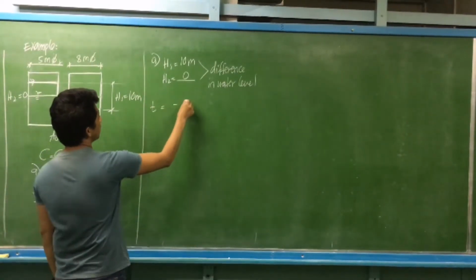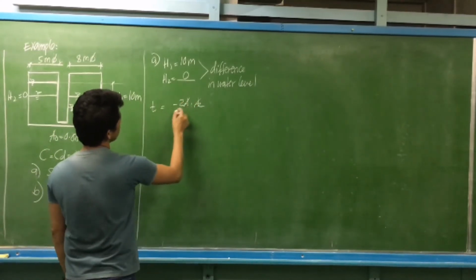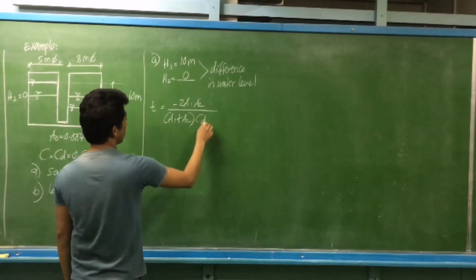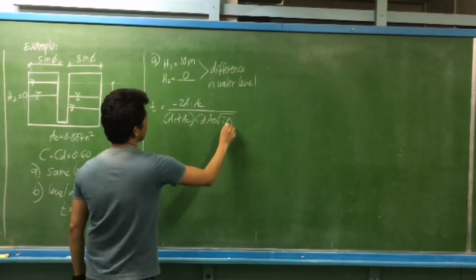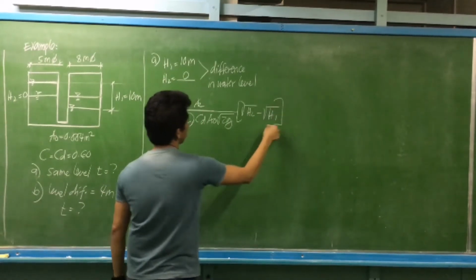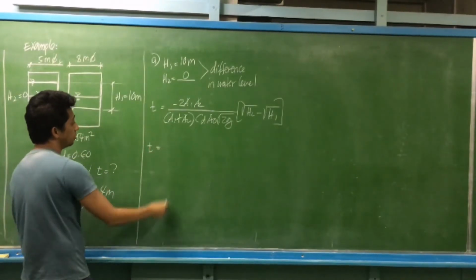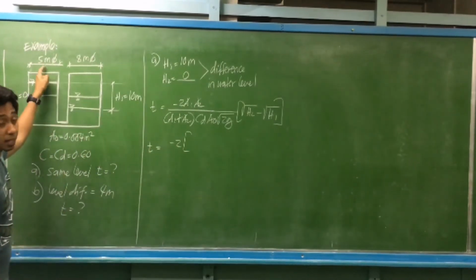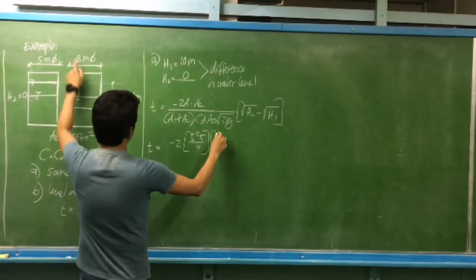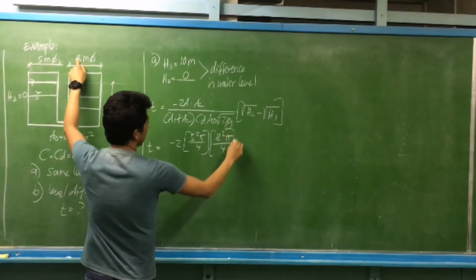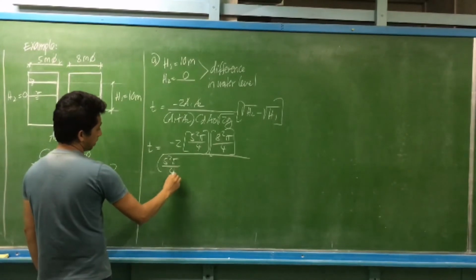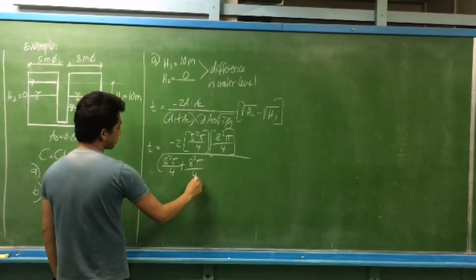The formula we have: time is equal to negative area 1 times area 2, this is twice, divided by area 1 plus area 2. We have C sub D, area of the orifice, the square root of 2g, multiplied by the square root of the final head minus the square root of the initial head. So by substitution, we have the time is equal to negative twice. What is area 1? Gamit na ako ng diameter, that is 5 squared pi, this is divided by 4. Area 2 is 8 squared pi, this is divided by 4. So all over, again, we have area 1, 5 squared pi divided by 4, plus 8 squared pi divided by 4.